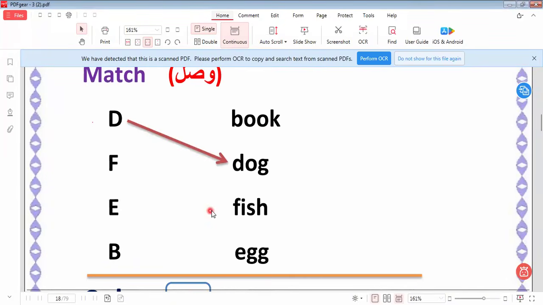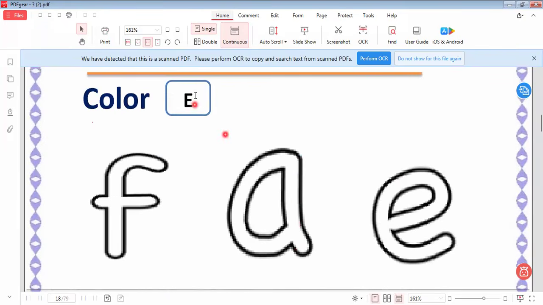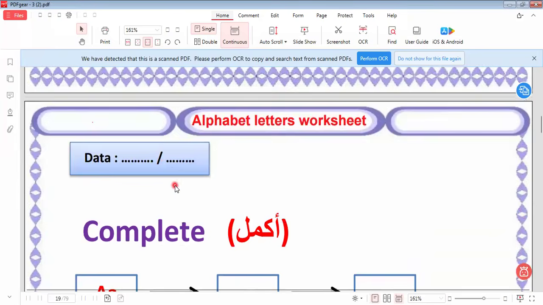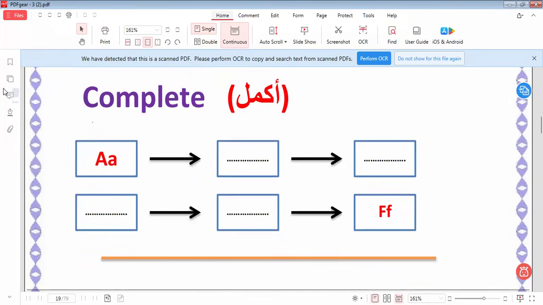Okay, let's continue. Here is D for dog, F for fish, E for egg, and B for book. Let's go. Here is capital E or small e, this one. Capital E, here is capital E. So let's continue. Let's do this exercise.